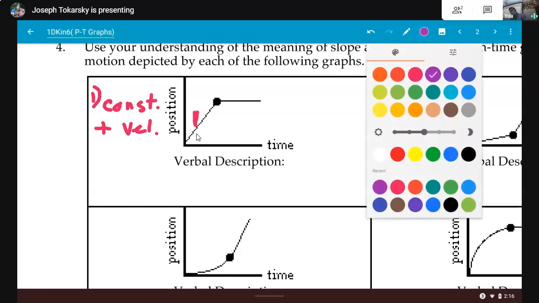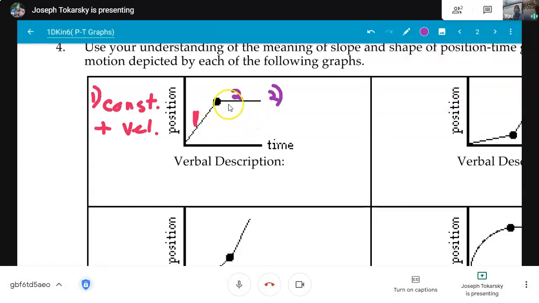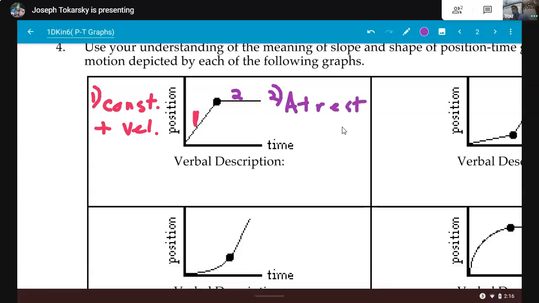Now let's go with segment 2. What do we say if it flattened off completely? What does that mean? What does the object do? Yeah. It's at rest, exactly. That's as much as we need to put there.